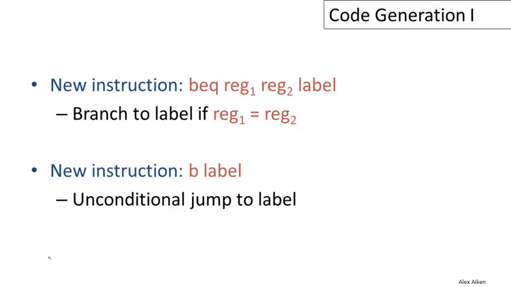So next we're going to talk about code generation for if-then-else expressions. And to do that, we're going to need some control flow instructions. So we'll need two, in fact. So here's the branch equal instruction. And this jumps to a label if the contents of two registers are equal. And then we'll also need an unconditional jump. So this just does an unconditional jump to a particular assembly instruction.